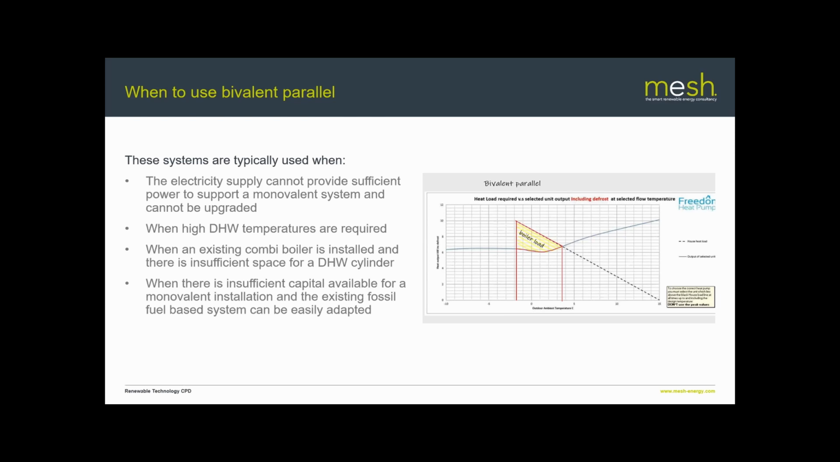The last reason is if there's insufficient capital available to install a monovalent system, and there's an existing fossil fuel based system that can be easily adapted. Sometimes, because the cost of air source heat pumps and ground source heat pumps rises quite steeply with output, somebody says they've only got enough money for an 8 kilowatt system, but they really need 12. You could adapt the existing system around their budget by using a bivalent system.